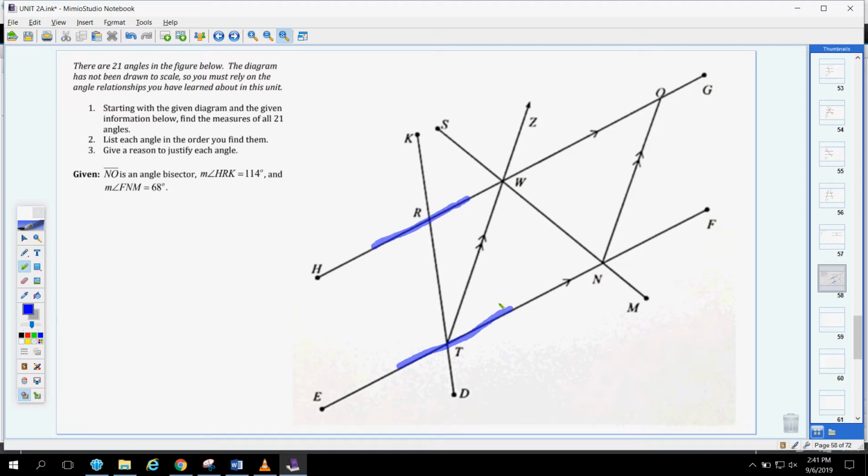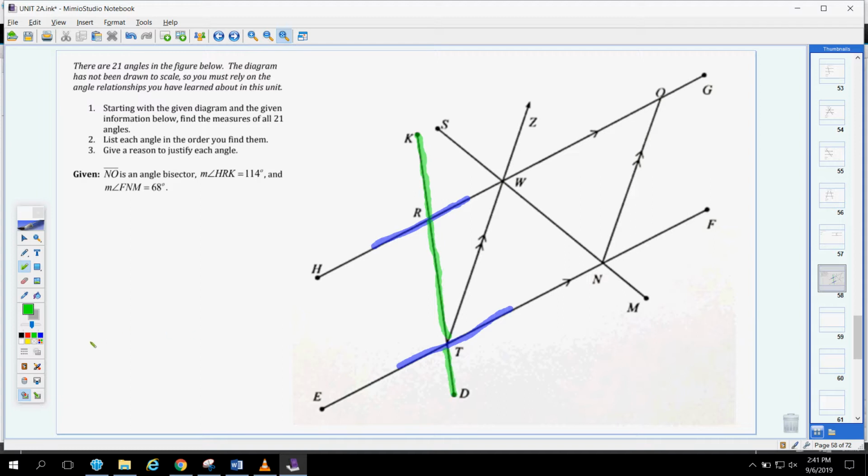Okay, now we also have a transversal, and the transversal for these parallel lines we will do in green. This is the transversal for this set of parallel lines. It's this right here.